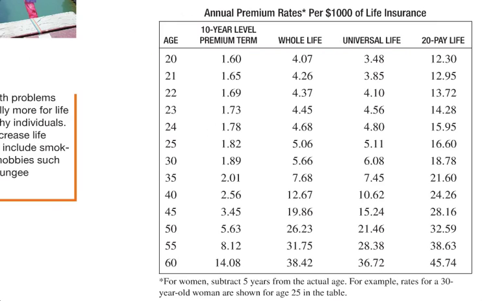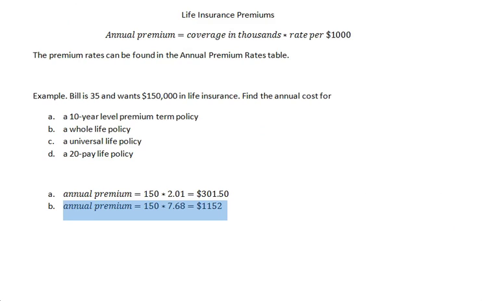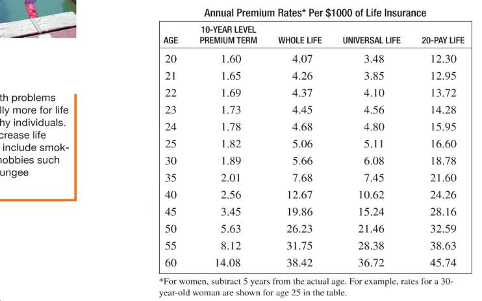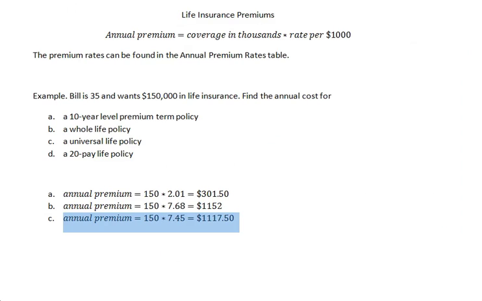Repeat that for universal life. Now we're going over to the column 3, which is 7.45. So 150 times 7.45 is $1,117.50. And then finally, for a 20-pay life policy, you go all the way over to the right for age 35, and it's 21.6. So 150 times 21.6 is $3,240.